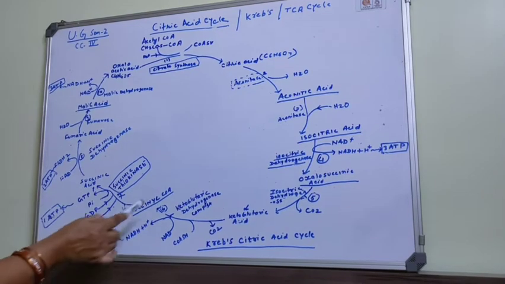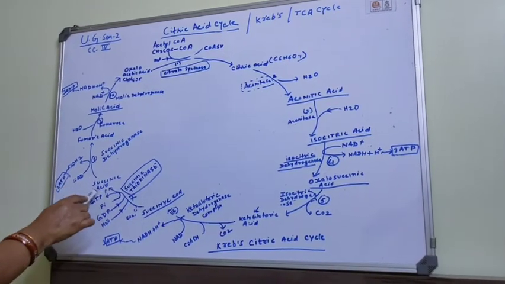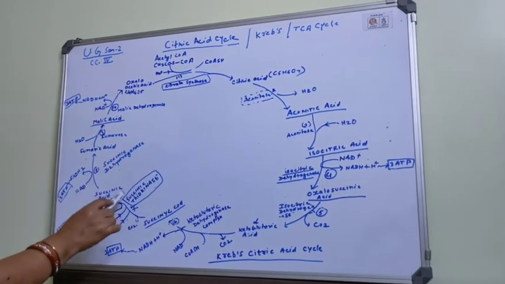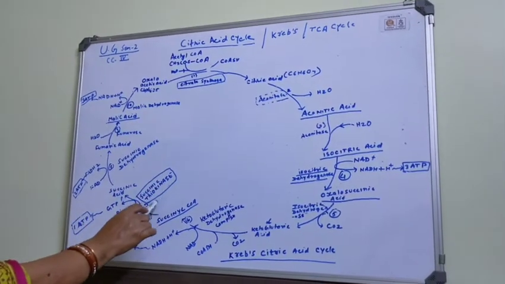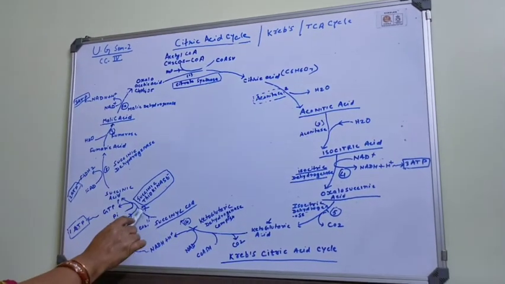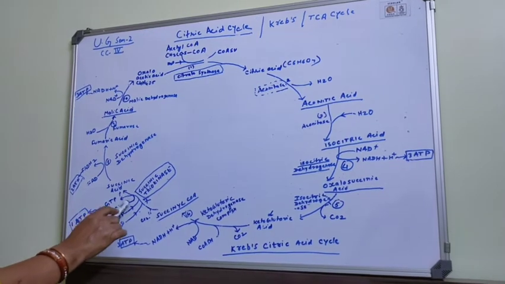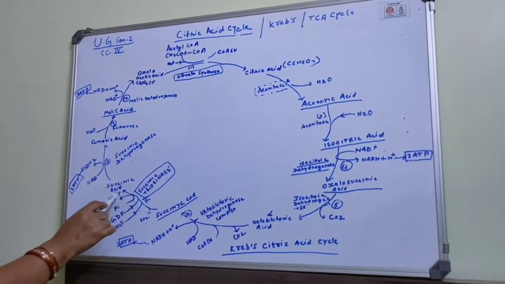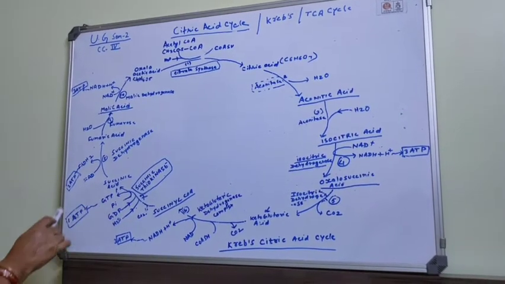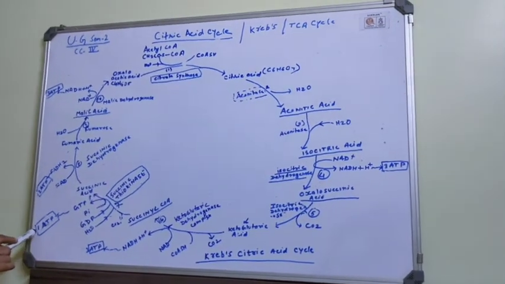In the next step, this succinyl coenzyme A forms succinic acid in presence of succinic thiokinase. One molecule of water is utilized, GDP and Pi are used and it forms GTP. Here, one molecule of ATP is formed.